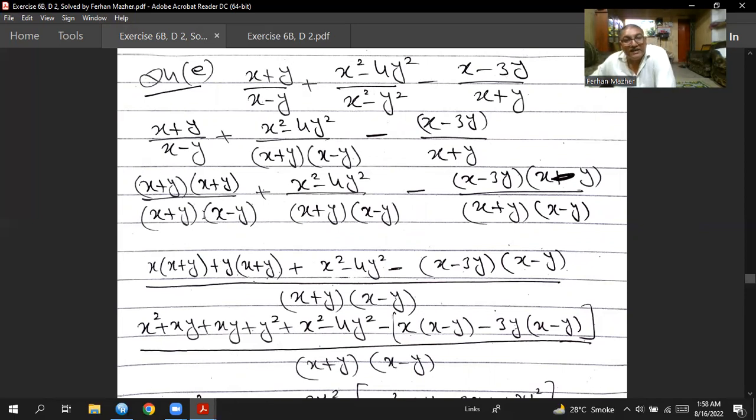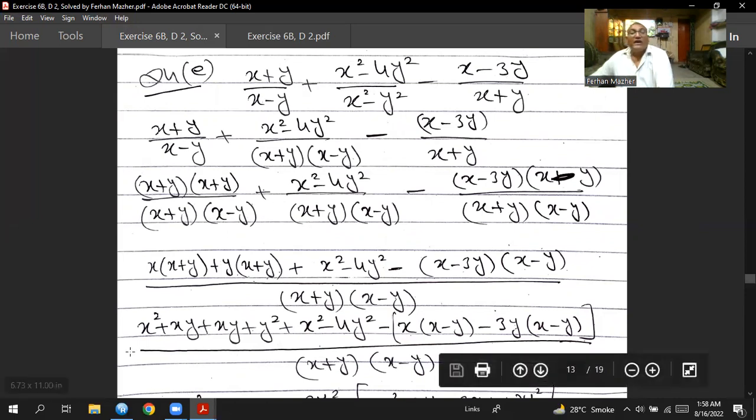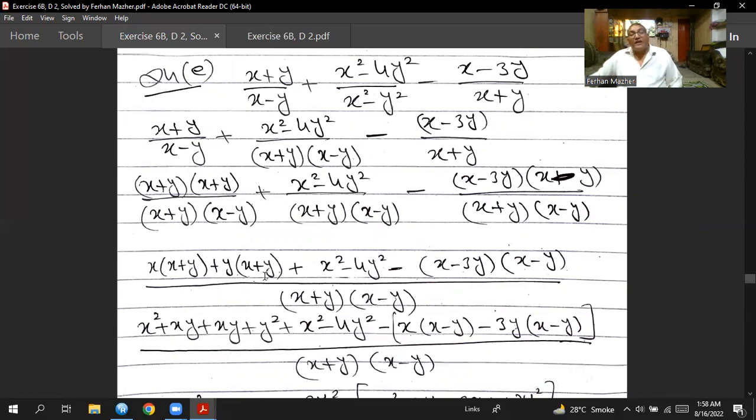So now you will see their denominators are exactly the same. So I can write a single fraction with the same denominator. It will be x plus y in one bracket and x minus y in the other bracket. So when you multiply these two brackets, you will have x bracket x plus y bracket close plus y bracket x plus y bracket close. Here you will have x square minus 4y square. Then you have a negative sign, so that's why I put a bracket here. So multiply these two brackets with each other.